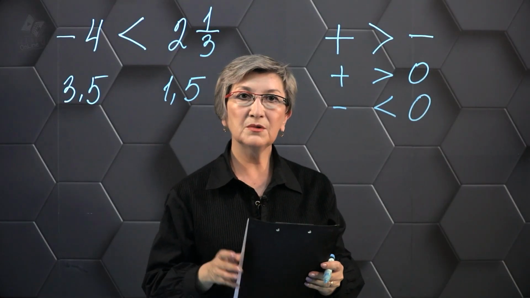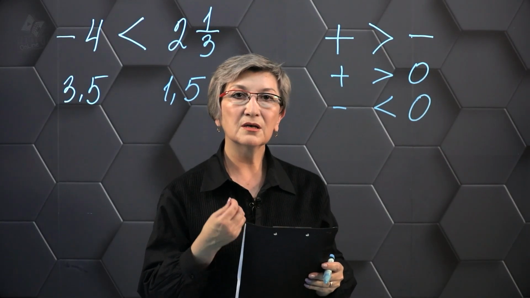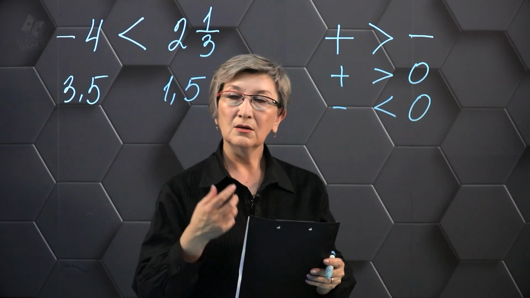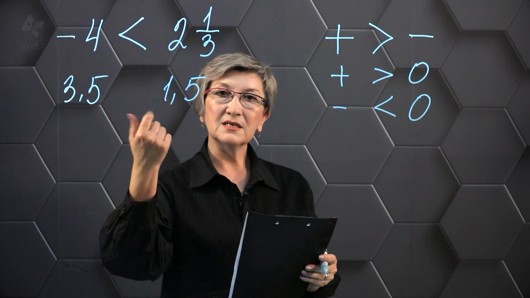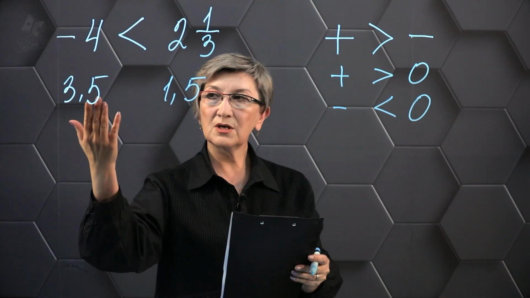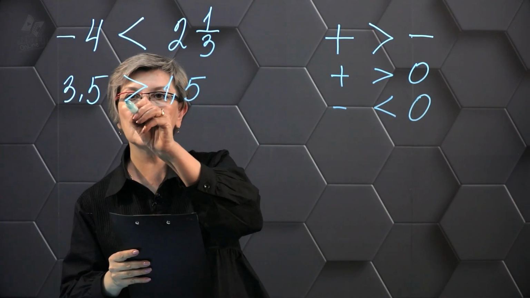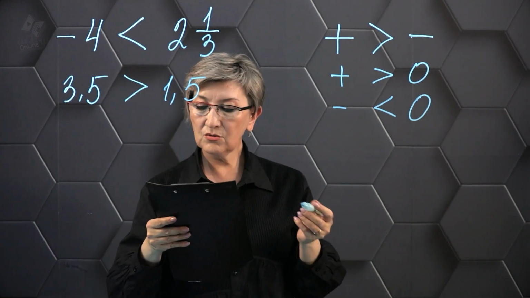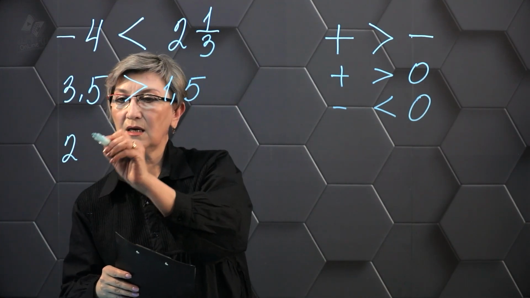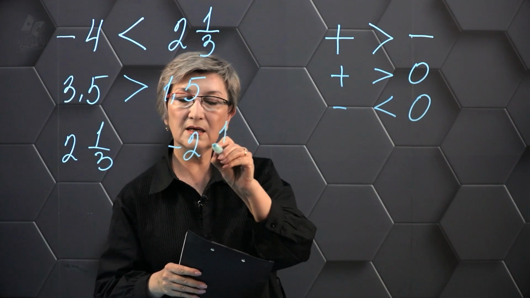In this example, we see that we are comparing two positive rational numbers. But we know how to compare decimals. And we know that 3.5 decimals is greater than 1.5 decimals. Here's an example: 2 1/3 and -2 1/2.